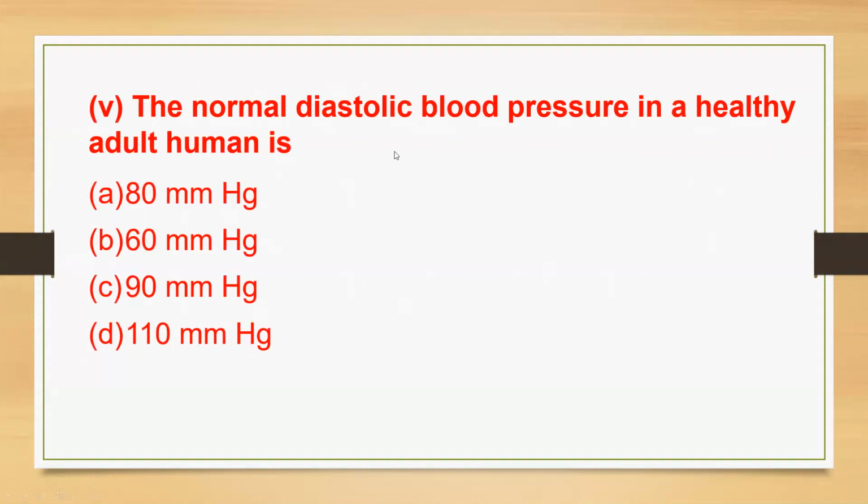Let's move to another question. The normal diastolic blood pressure in a healthy adult human is... Do you remember systolic and diastolic blood pressure? BP, the blood pressure, we used to take as 120 mmHg, millimeter of Hg, and 80 mmHg. Okay, what is this? The first one is the systolic pressure, and the lower one is the diastolic pressure.